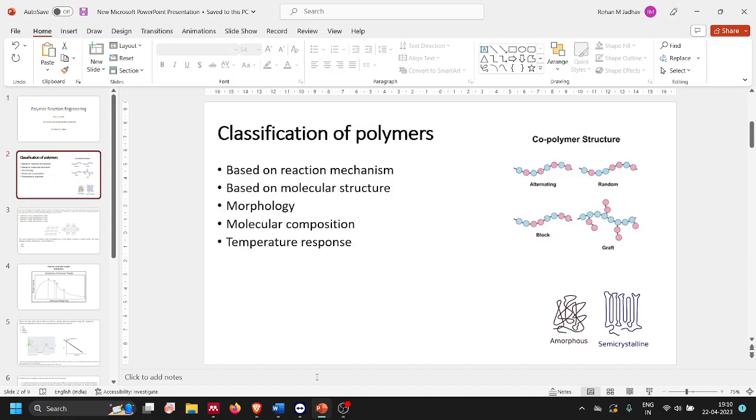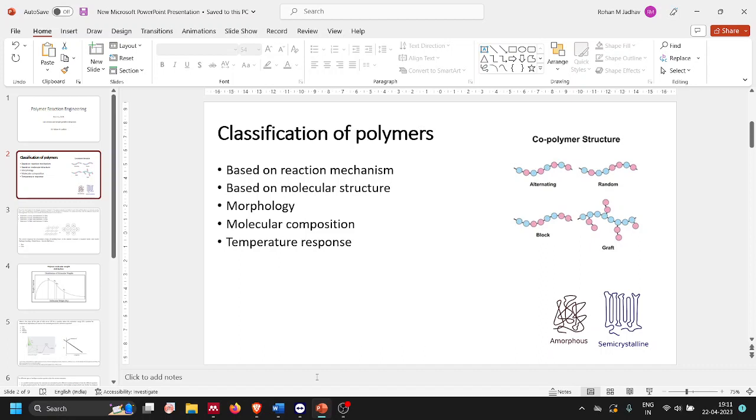Starting from classification of polymers. You know that polymers are large macromolecules consisting of repeating units called monomers arranged in various ways. That is the basic definition for polymers. So classification of polymers can be done on various bases, starting from the reaction mechanism, that is how we define addition polymers and condensation polymers.